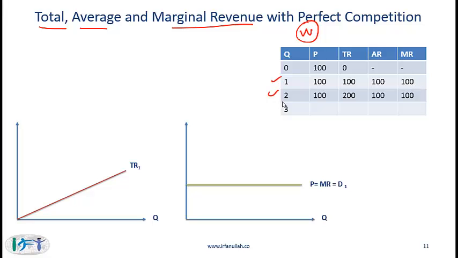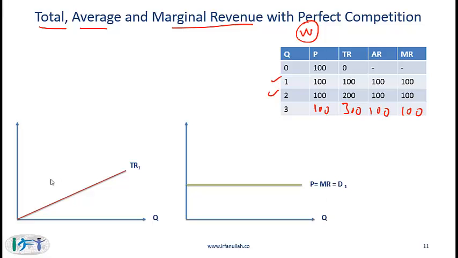When you sell two widgets, all the numbers are the same except total revenue, which is now 200, 100 into 2. If you sell three widgets, the price would still be 100, total revenue would be 300, the average revenue would be 300 over 3, which again is 100, and the marginal revenue is 100. If we are to draw the total revenue curve and the marginal revenue or demand curve, total revenue looks like this, and this is the price, which is the same as marginal revenue, which is same as demand.